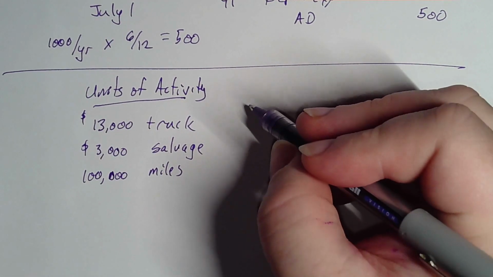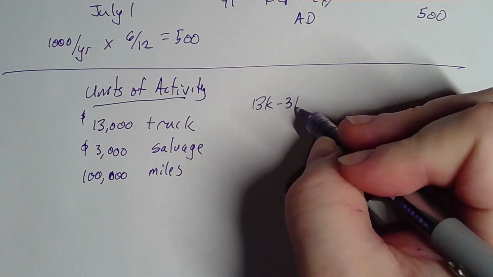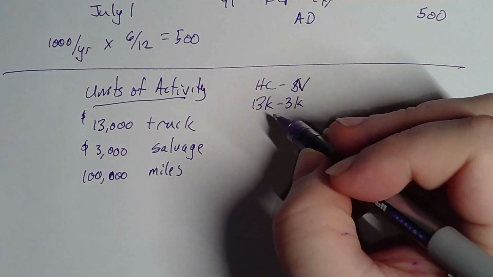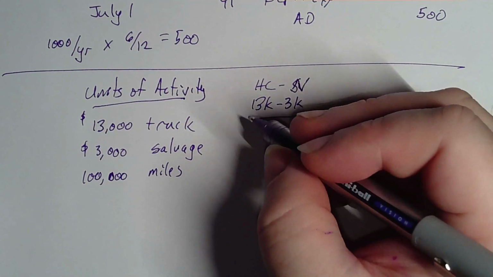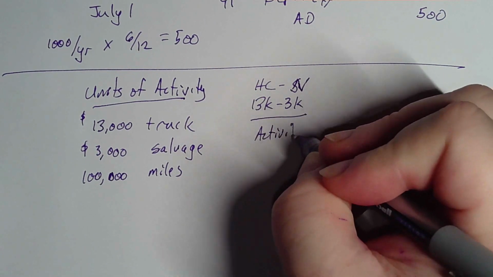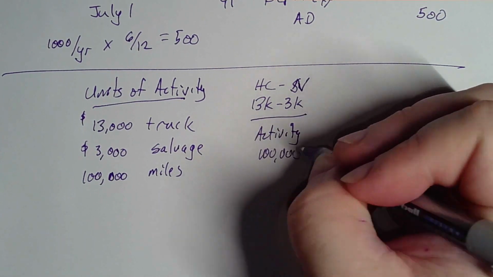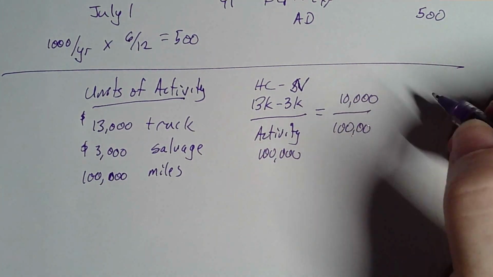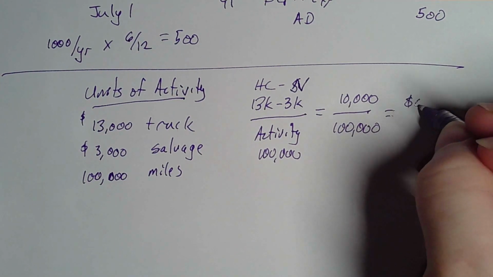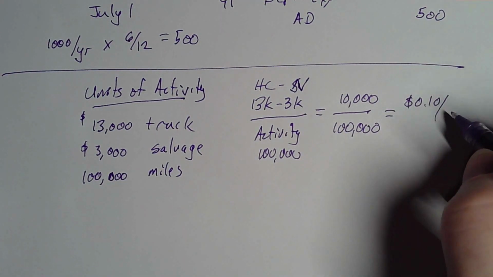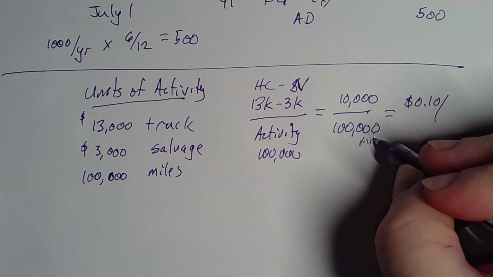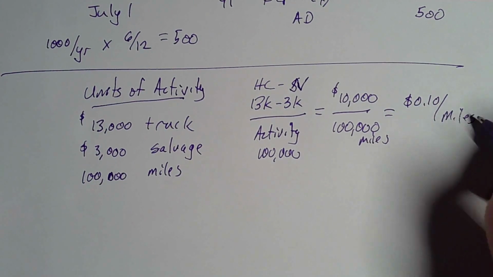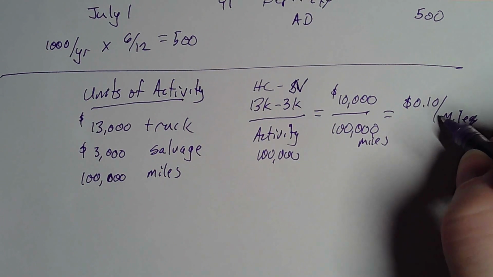What we do is we figure out, okay, 13,000 minus 3,000. This is the historical cost minus the salvage value. And we do it over the units of activity, which is going to be 100,000 miles. So what do we get? We get 10,000 over 100,000. And so we come up with the number. We're going to depreciate this at a rate of 10 cents per 1 mile.